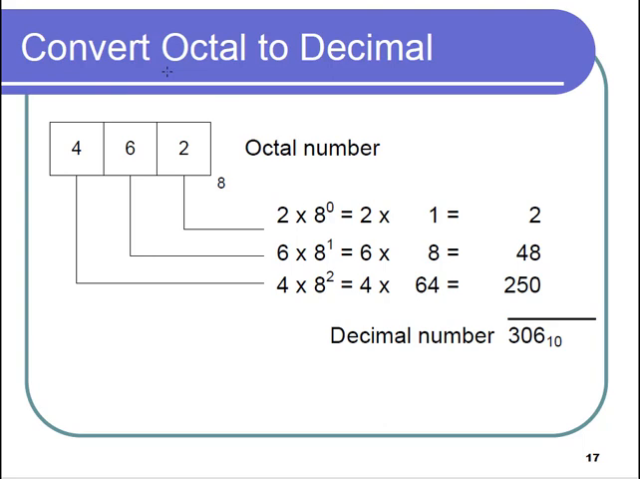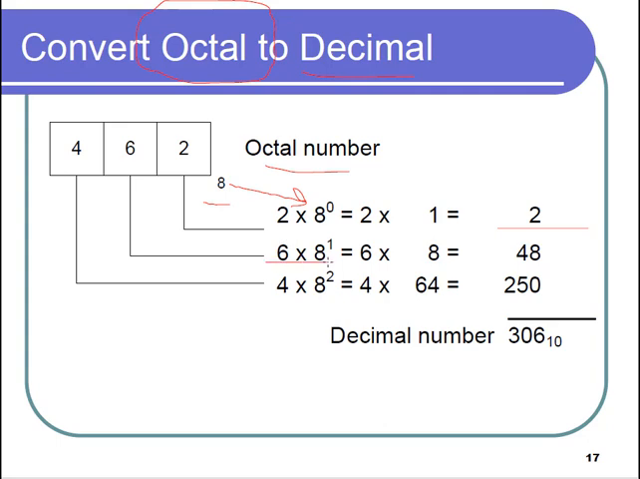Now let's look into an example of converting octal numbers to decimal. So if, for example, you have this value of 462 to the base of 8, which is an octal number, and now you want to change it into a decimal number. So what you should do is bring down the 2. 2 multiplied by 8. Why 8? Because the base is 8. 8 to the power of 0 is equivalent to 1, so 2 multiplied by 1 gives us the value of 2.